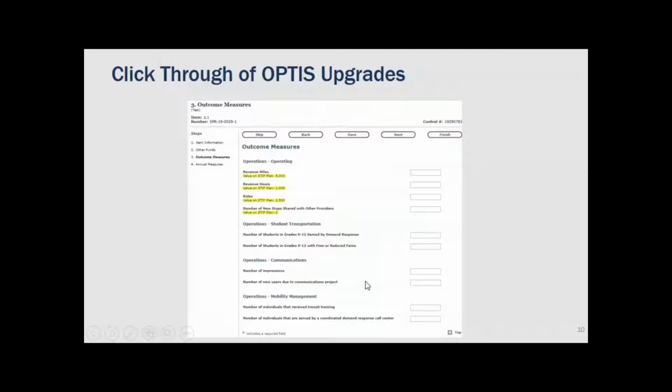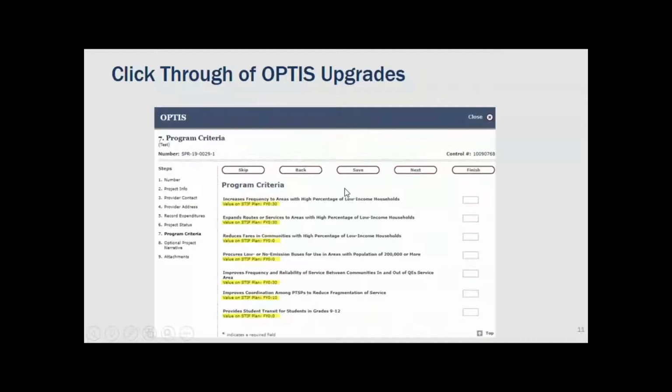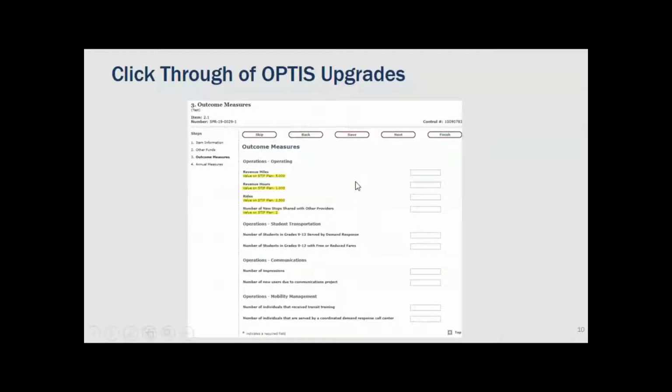Contrast that to an operating project or task. We can see the revenue miles, and this may be a little small on your screens, but it does have the help text down there of the revenue miles, it's 5,000. And then additionally, the information that we're looking for to be updated is all annotated by the help text.